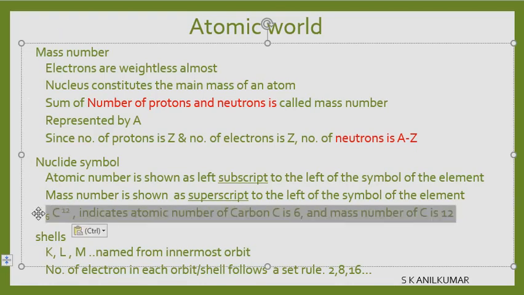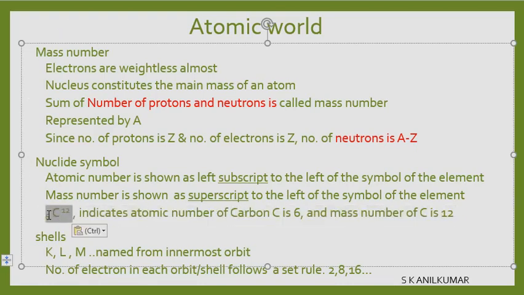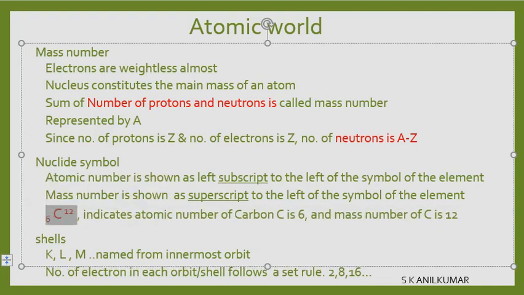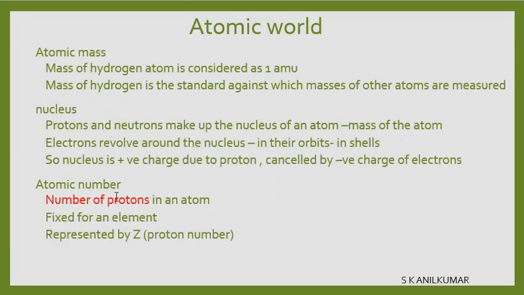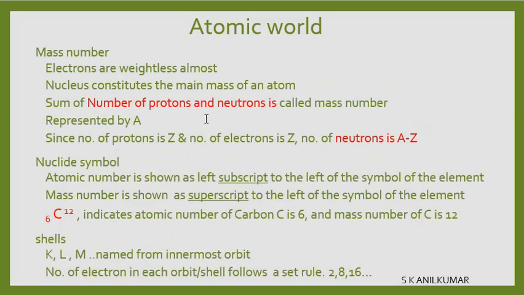So when we have carbon 6, 12, the 6 is the atomic number and 12 is the mass number. What is mass number? The sum of the number of protons and neutrons. The atomic number is either the number of protons or the number of electrons. Mass number is the sum of protons and neutrons, and it is represented by A. So Z is protons only or electrons only, and A is protons plus neutrons. So A minus Z is the number of neutrons.